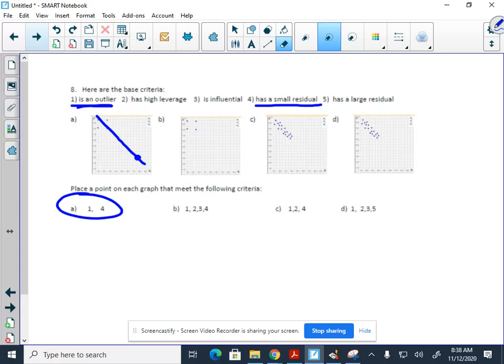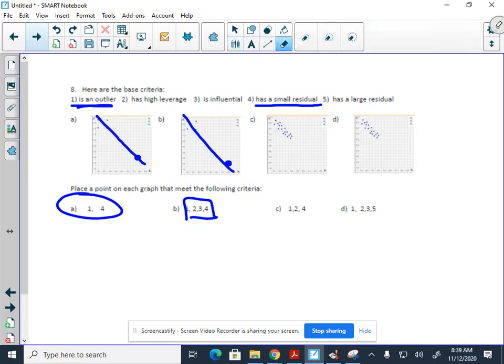There are some other places I could put it, but it's going to have a small residual. That one also happens to have high leverage. It doesn't mean it can't meet some of the other criteria, and that one would also be influential. But I did meet the 2 criteria, and that's the important part. On B, it says we want it to have all 4 of these things. So actually, that one could be all 4.